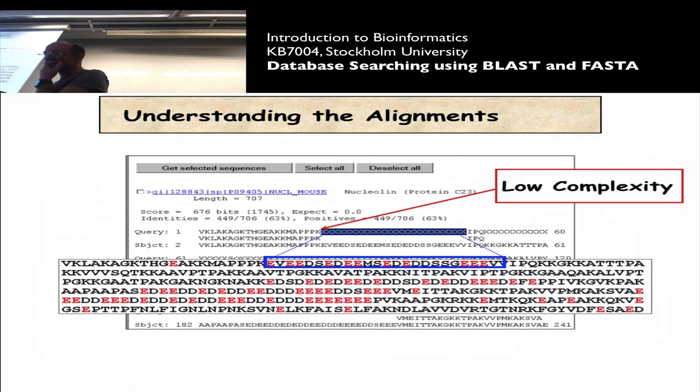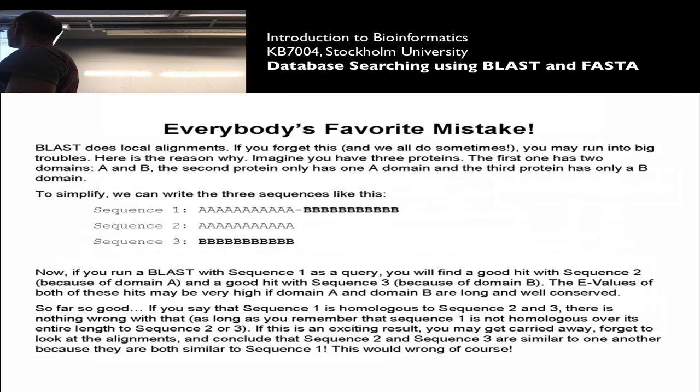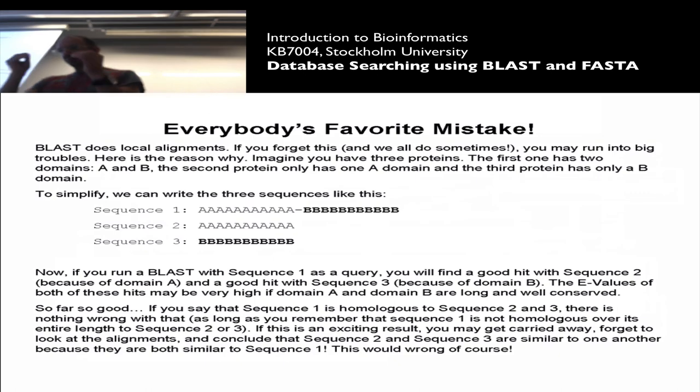Okay, and then everybody's favorite mistake, the last slide before we go to an example: you say sequence 2 matches sequence 1, and sequence 3 matches sequence 1, so 2 and 3 should be related to each other. But actually, they might be related to different parts of the sequence. As I said, gene fusion is common, so we have to look at the regions that match. That's why we often do domain searches, or search domain databases, which is much more useful in many cases.